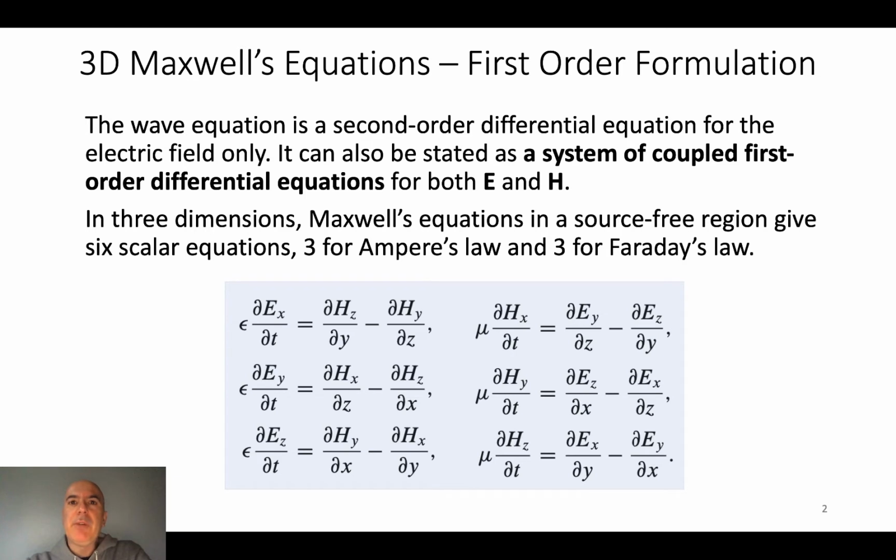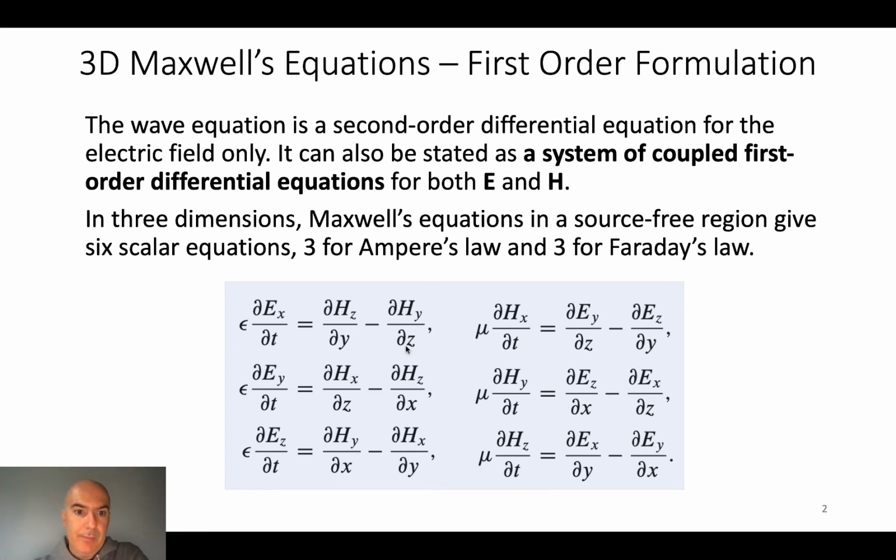However, the Maxwell equation can also be stated as a system of coupled first-order differential equations for both E and H. In three dimensions, the Maxwell equations in a source-free region, so without J and ρ, are given by six scalar equations, 3 for the Ampere's law and 3 for the Faraday's law. At the bottom of this slide, you can see the two, Ampere's and Faraday's law. They are vectorial equations, so each one has three scalar equations. So we do not have sources, and Maxwell equations reduce to these six equations.